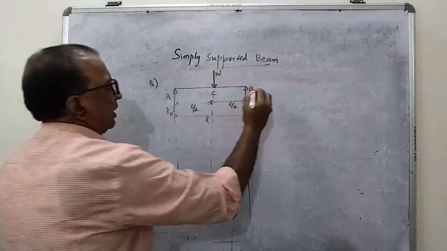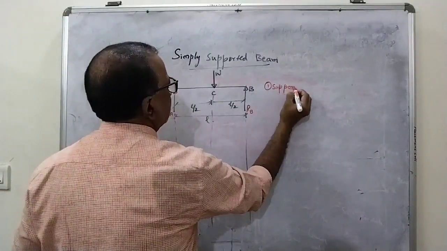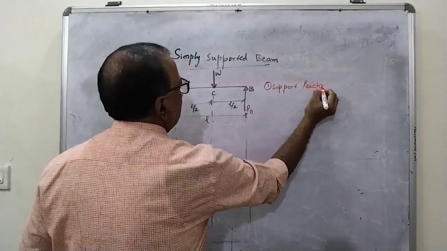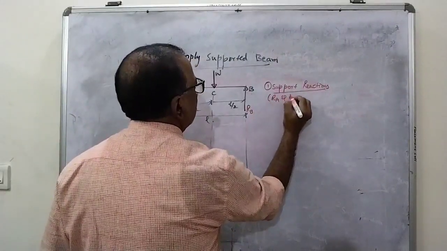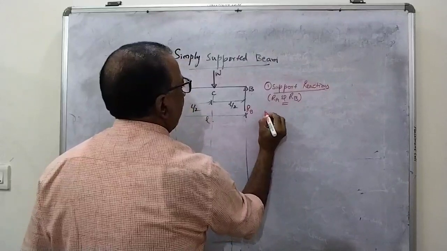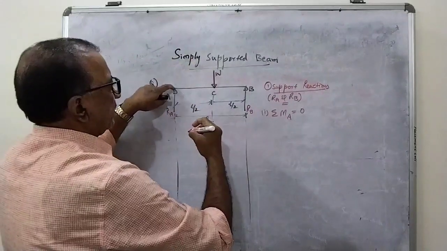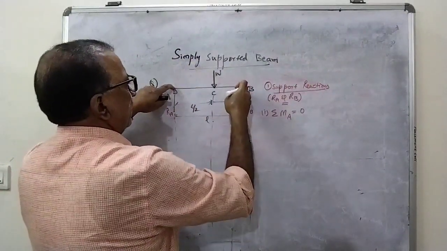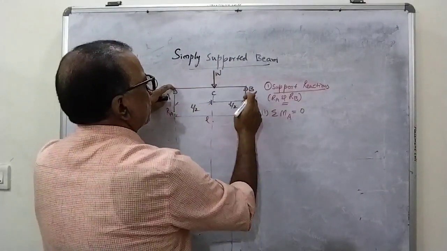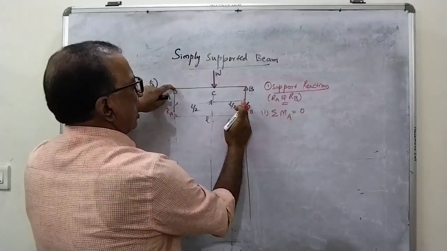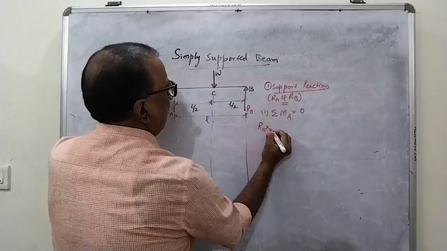To calculate the support reactions, we will be using equilibrium equations. Number one, algebraic sum of moments about A is equal to 0. If you take the moments about A, you take the upward forces moments as positive, anti-clockwise, clockwise as negative. So the first force is RB upward, anti-clockwise positive, into L, RB into L.